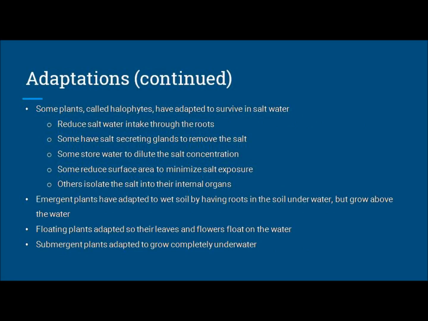They have adapted to reduce, dilute, or remove the salt concentration. Emergent plants, like cattails and reeds, have roots in soil underwater, but grow above water. Floating plants, leaves, and flowers float on the surface, such as duckweed. Submergent plants grow completely underwater, such as seagrass.